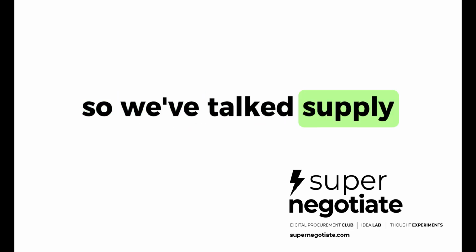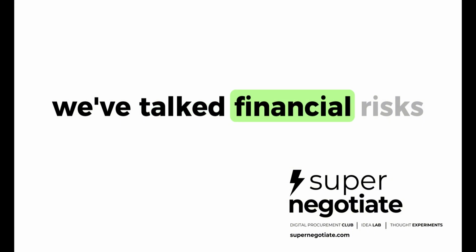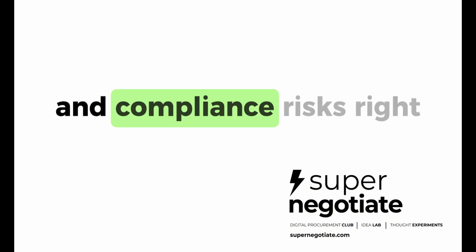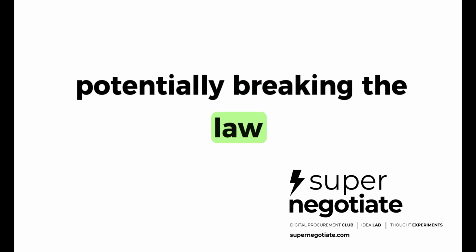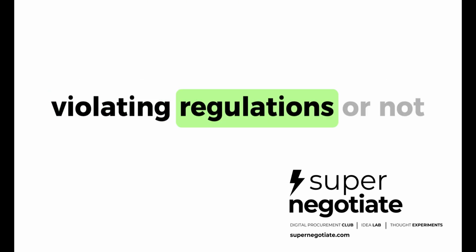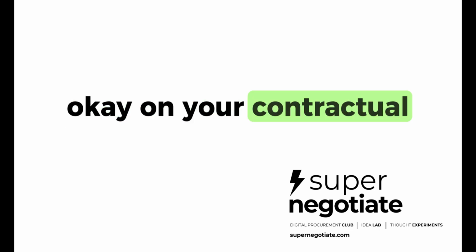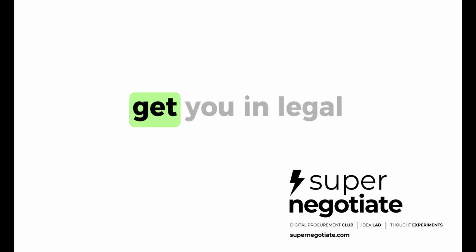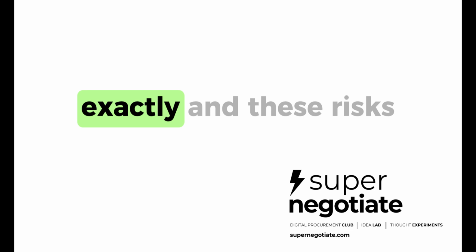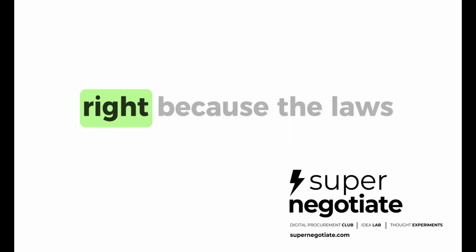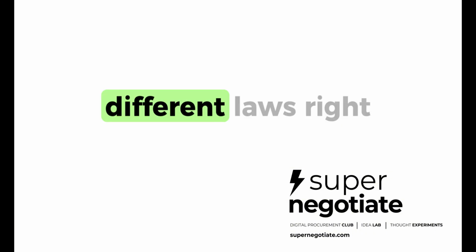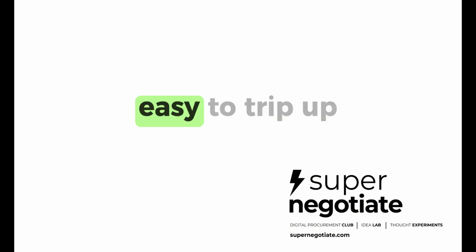Okay, so we've talked supply chain risks, we've talked financial risks. What about those legal and compliance risks? Right. Those are about potentially breaking the law, violating regulations, or not following through on your contractual obligations. So things that could get you in legal trouble. Exactly. And these risks can get really tricky when you're dealing with suppliers in other countries. Right, because the laws are different. Different laws, different rules. Easy to trip up.